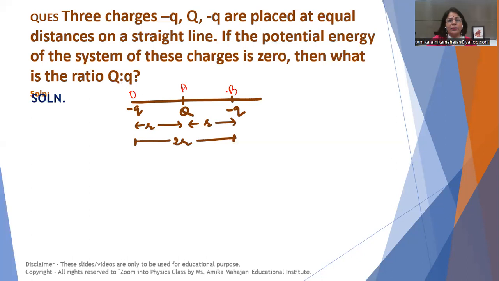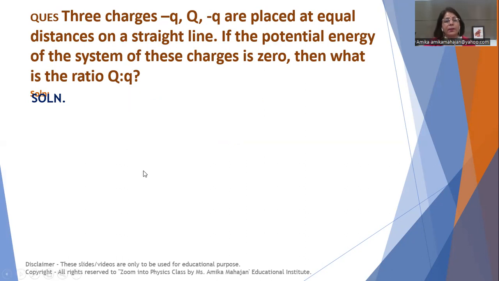To calculate the total potential energy of the system, we will take all the charges to infinity. Then we will bring these charges one by one and place them on points O, A and B respectively. So what we do? We first bring charge -q from infinity and place it at point O.